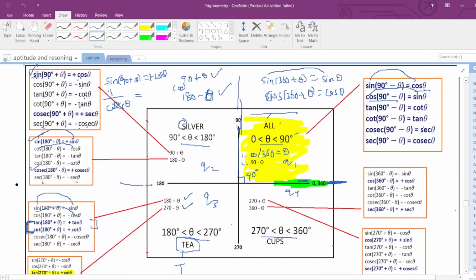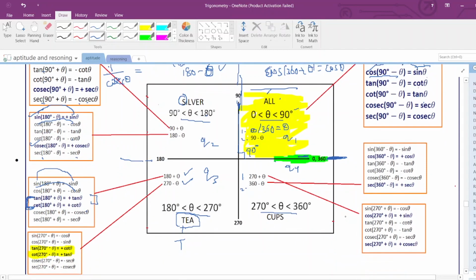And the fourth quadrant lies between 270 degrees and 360 degrees, which means either 270 plus theta or 360 minus theta. Okay, these are the two cases. One is 270 plus theta or 360 minus theta. Let's talk about 270 plus theta. I told you, right? At 90 and 270 the ratios change, while at 180 and 360 there is no change.